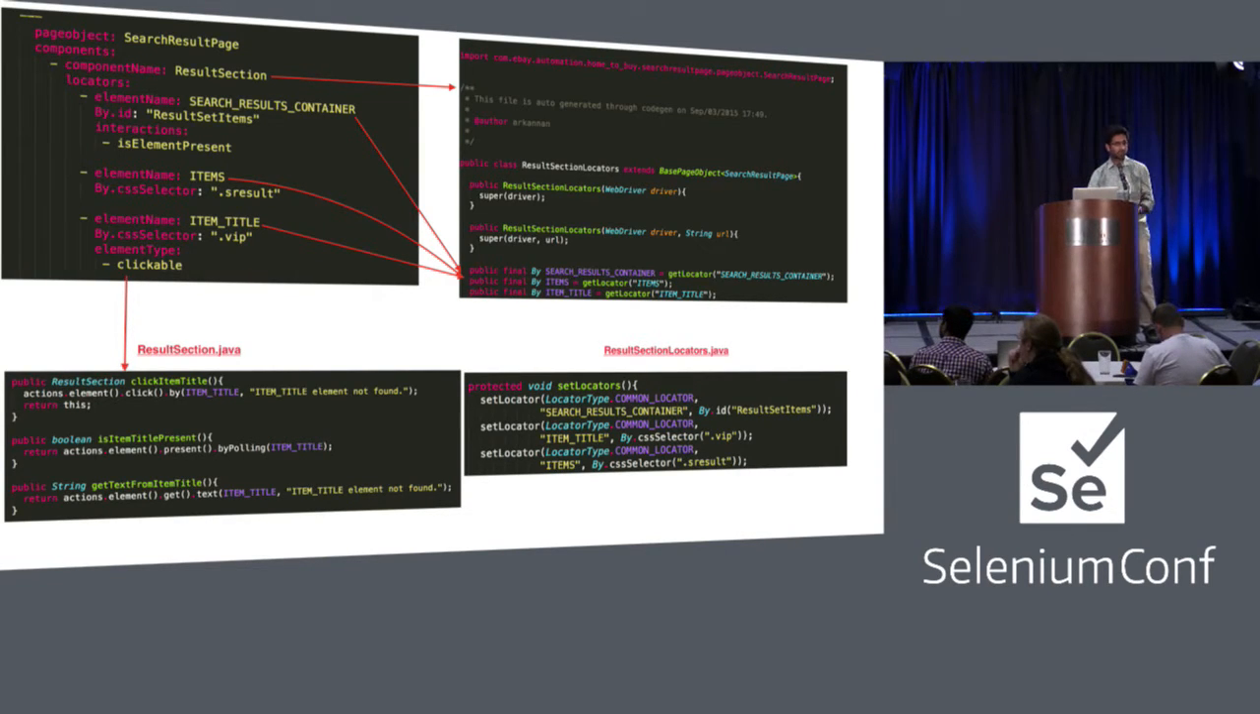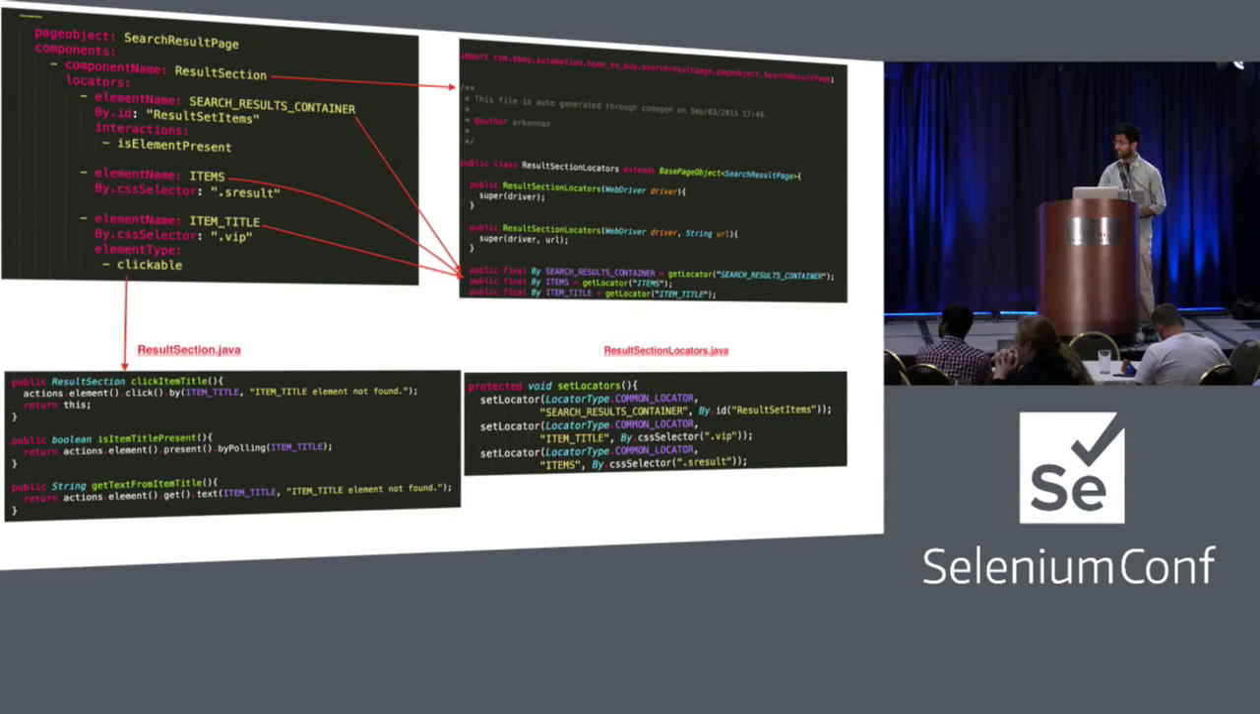So the YAML file could serve as a contract between the front-end developer and the automation engineer with respect to the page design, and capture all the information related to it. In this case, we have a page object, say search result page, with components result section and corresponding elements, say search results container, items, item title, and the respective information regarding how to locate that element. We also capture information regarding the interaction, say is element present, or element type, say clickable.